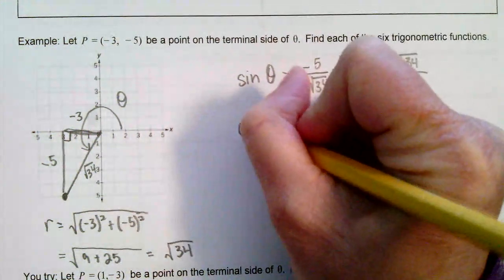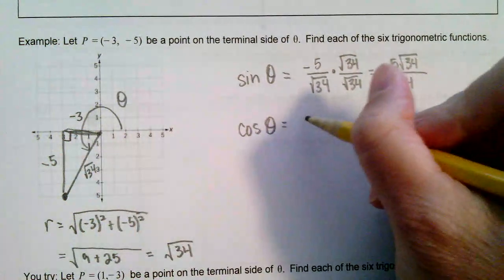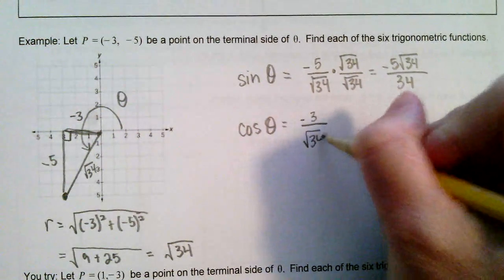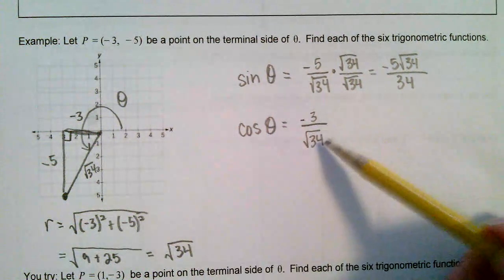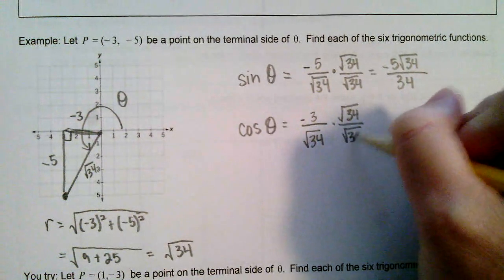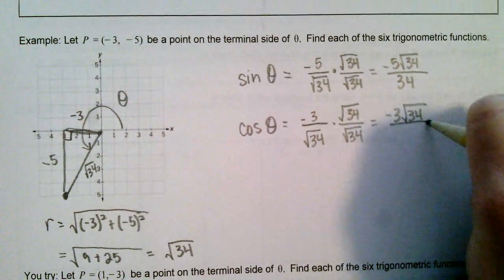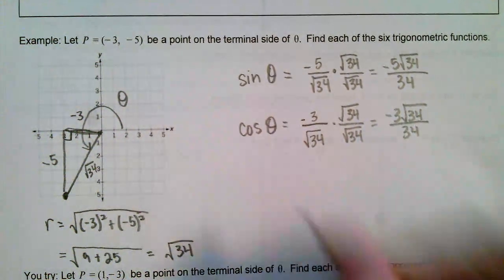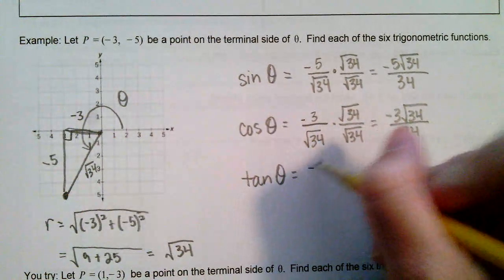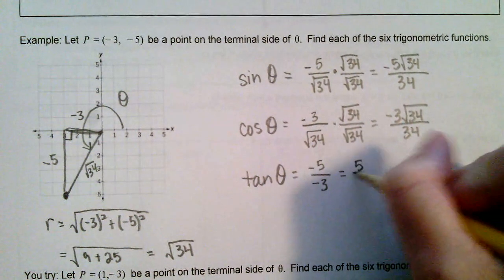My cosine of theta is going to be my adjacent over my hypotenuse, or using above, my x over my r. Again, we're going to rationalize. And then my tangent is going to be my y over my x, which is going to simplify to 5/3.